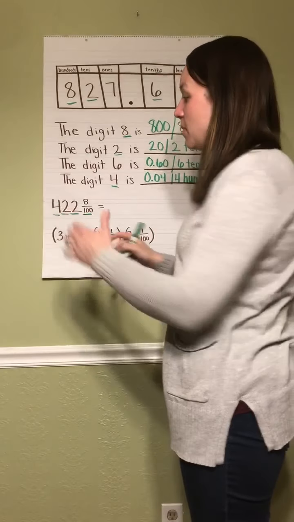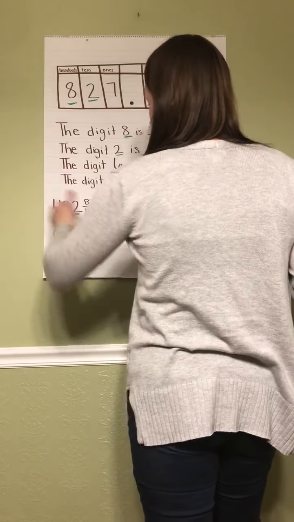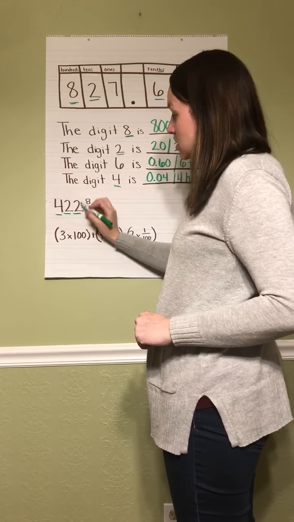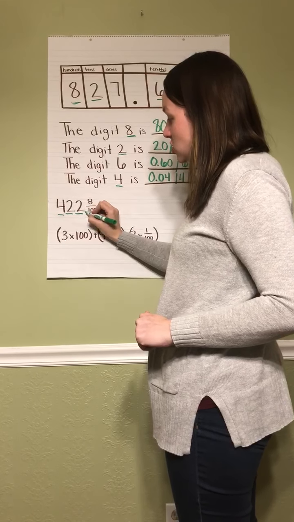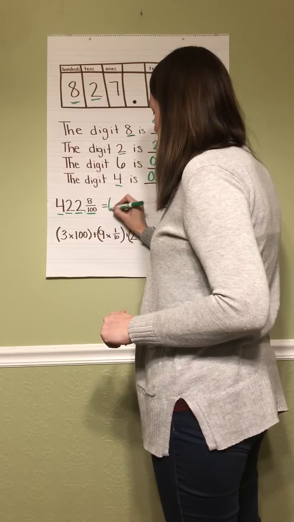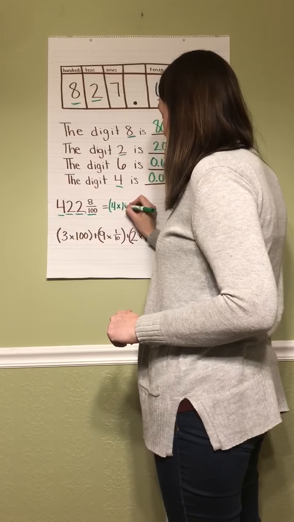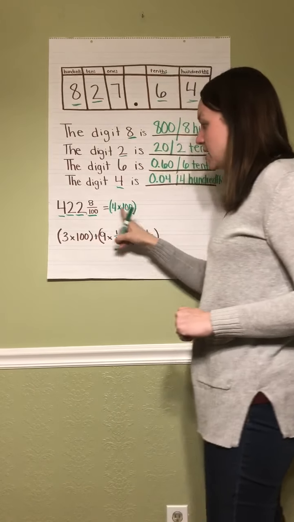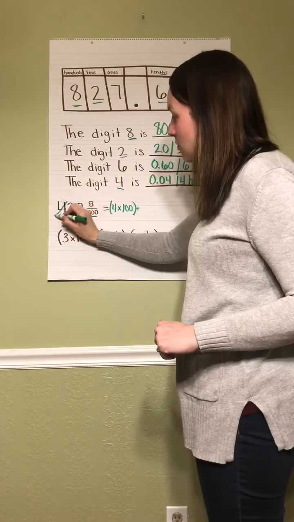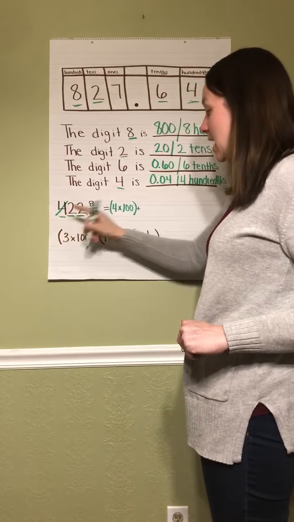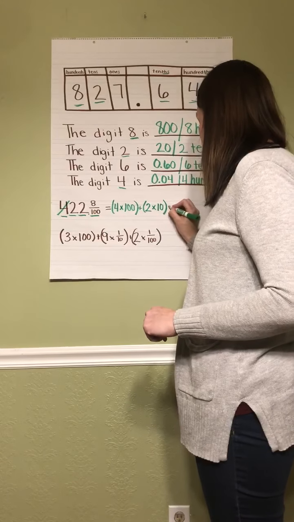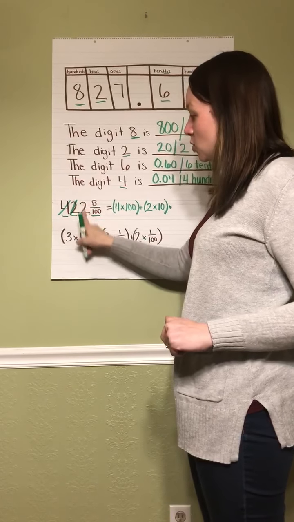So I'm going to start with my biggest number, my number furthest to the left. That is 4, and it's in the hundreds place. So I know I have 4 times 100. Then I'm going to add, so I did my 4, now I'm going to go to my 2, which is in the tens place. So I have 2 times 10. I did that number, then I'm going to go right to my ones.